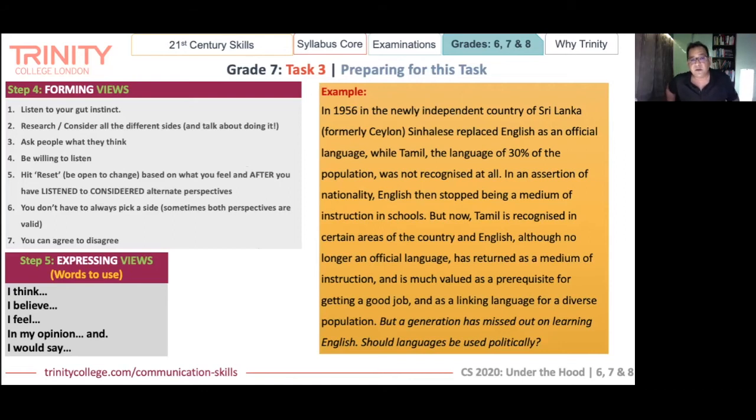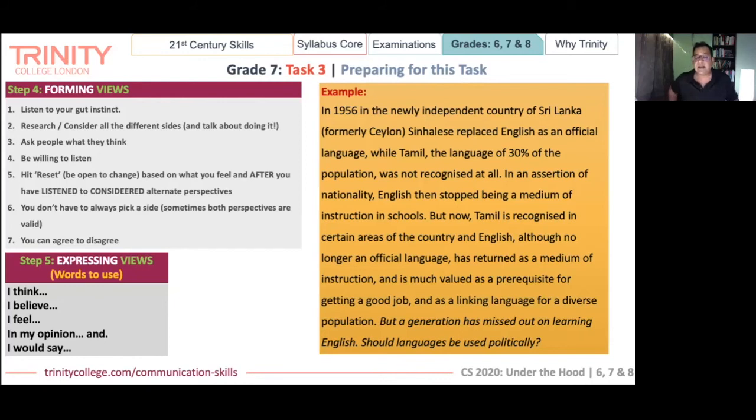In 1956, in the newly independent country of Sri Lanka, Sinhalese replaced English as an official language, while Tamil, the language of 30% of the population, was not recognized at all. In an assertion of nationality, English then stopped being a medium of instruction in schools. But now, Tamil is recognized in certain areas of the country, and English, although no longer an official language, has returned as a medium of instruction and is much valued as a prerequisite for getting a good job and as a linking language for a diverse population. But a generation has missed out on learning English. Should languages be used politically?